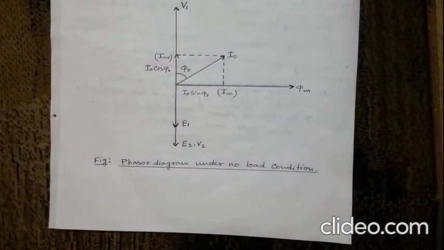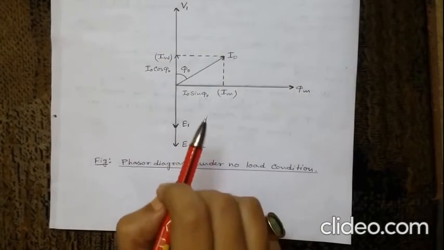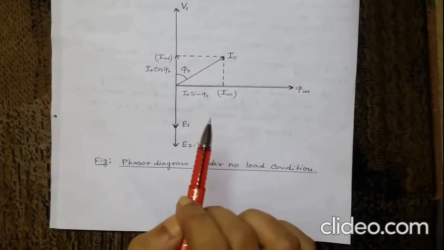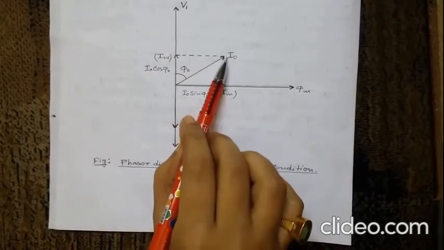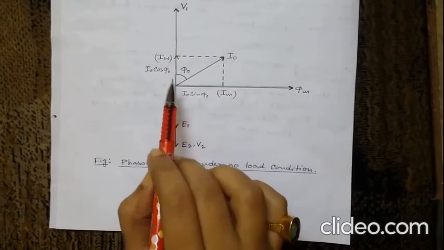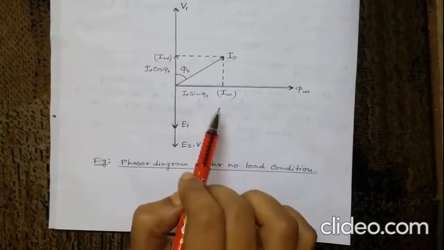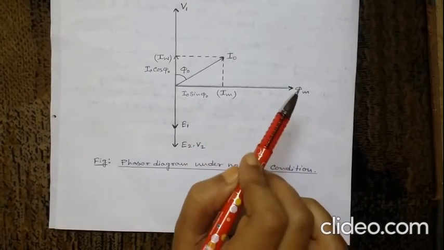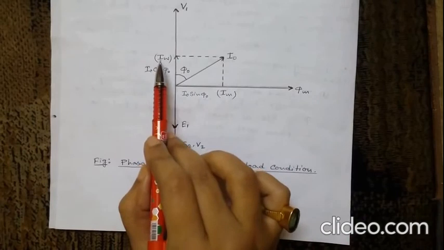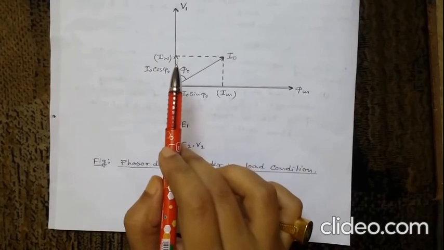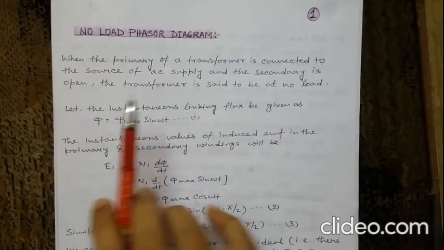So come to this phasor diagram. V2 equal to E2 and V1 equal to minus E1, and E1 and E2 are in phase with each other. Now the no load current or exciting current I0 lags behind the applied voltage by an angle phi 0. It has two components, one is Im and another is Iw. The magnetizing component Im is in phase with the main flux phi. Phi is the reference phasor, whereas the other component Iw is in phase with the applied voltage. This current is required to meet the hysteresis and eddy current loss occurring in the core. No load phasor diagram.